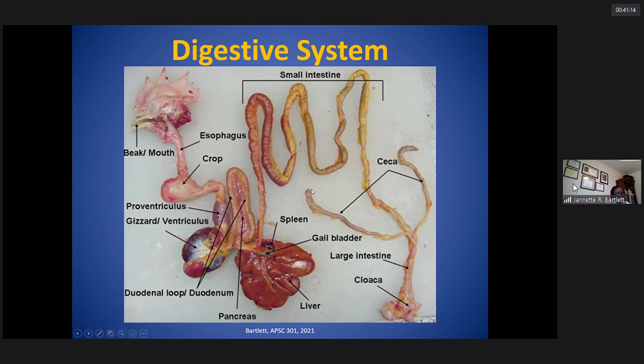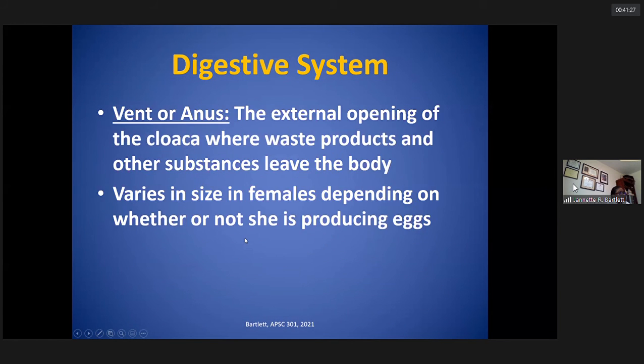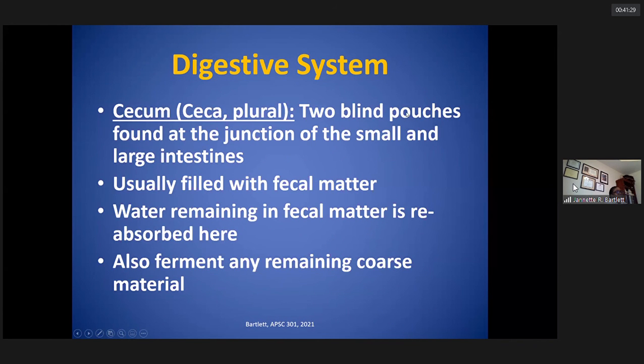So that's it. The cecum is from here to here, and the other one is here to here. The ends do not attach to anything. So that's why it's called a blind pouch. So these are two blind pouches found at the junction of the small and large intestines.